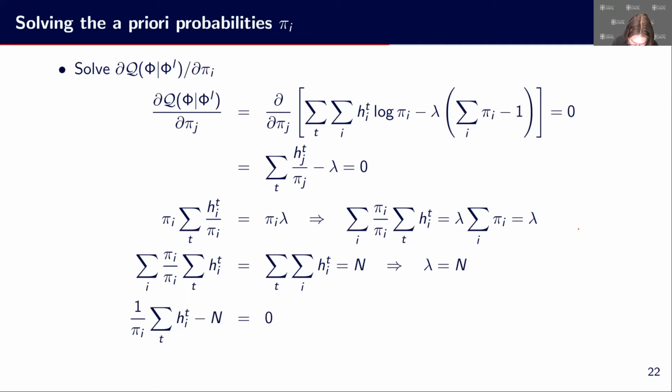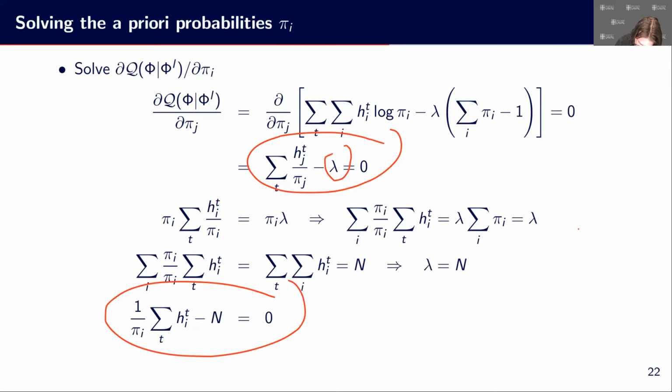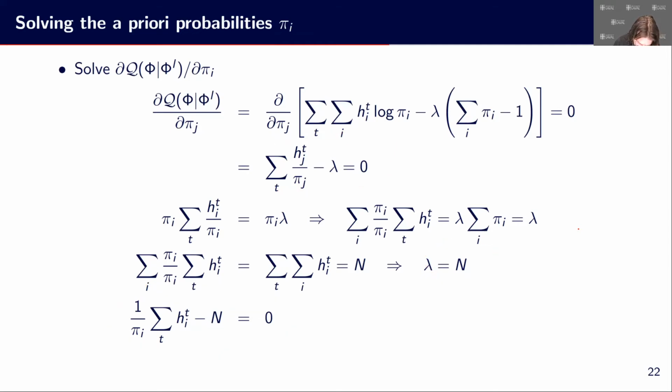If we go back to our equation here, we replace the lambda by this, so it is replaced here. Then we set that equal to 0, and basically that gives us that pi is equal to the sum of hit divided by n. And this makes a lot of sense.